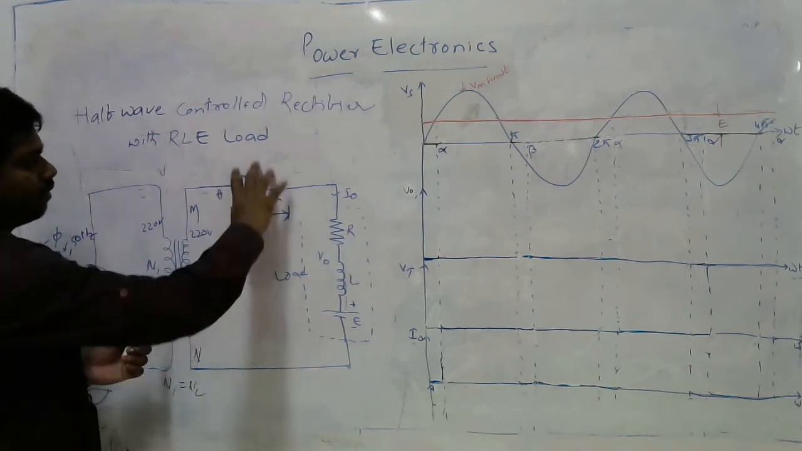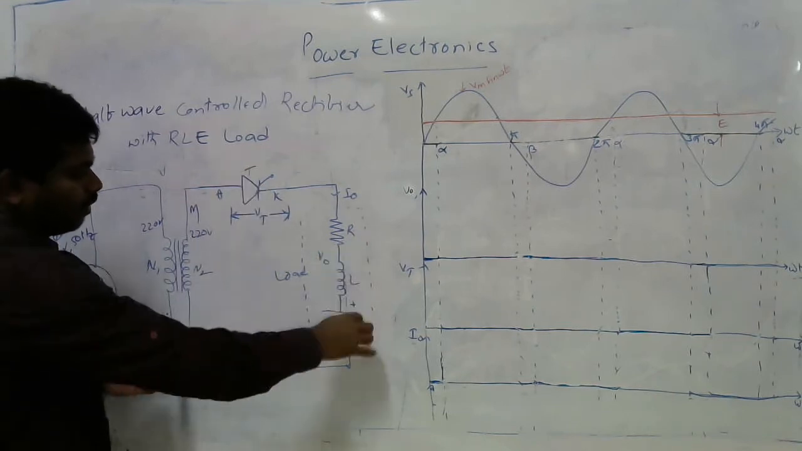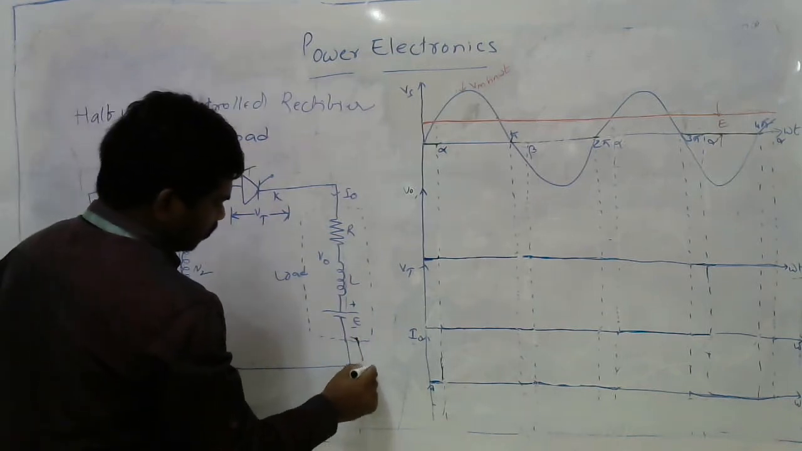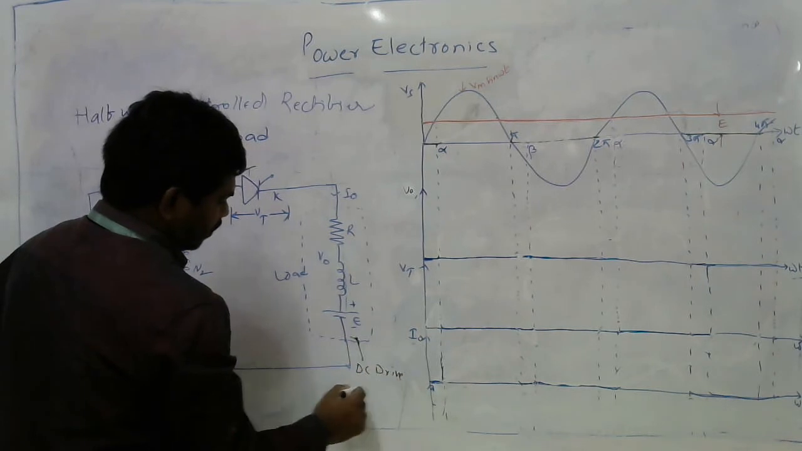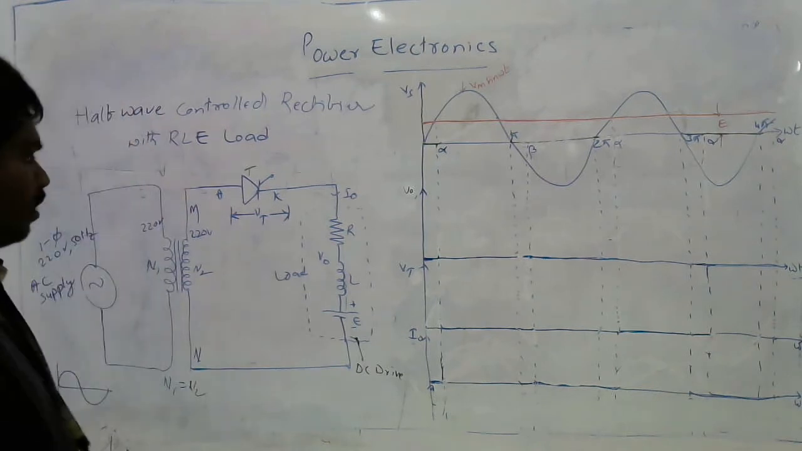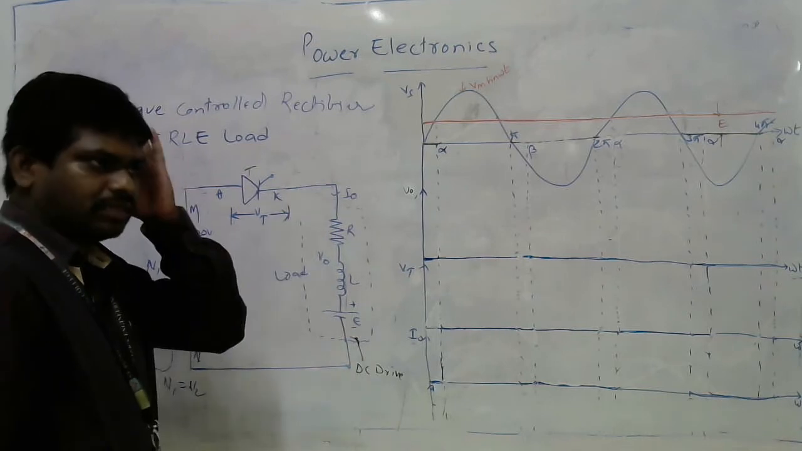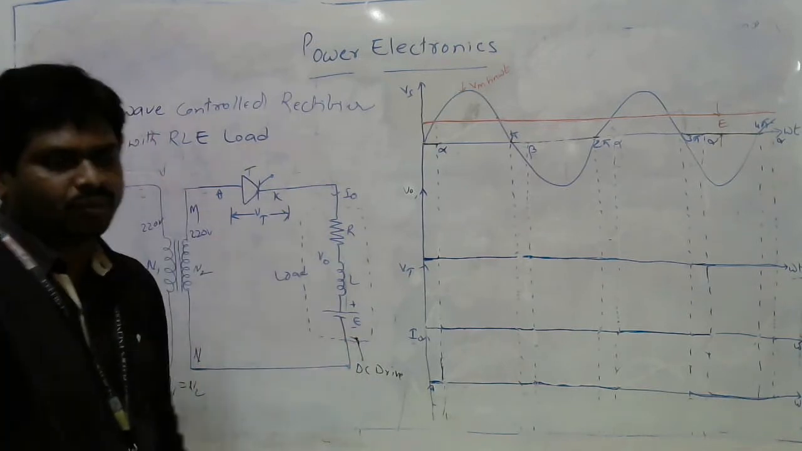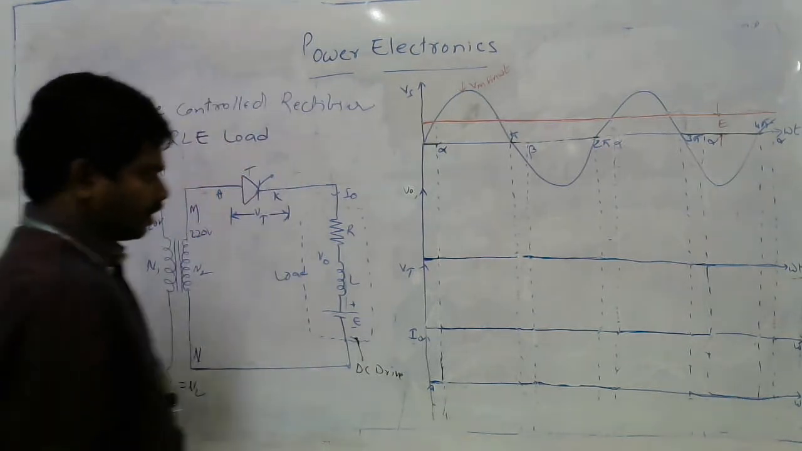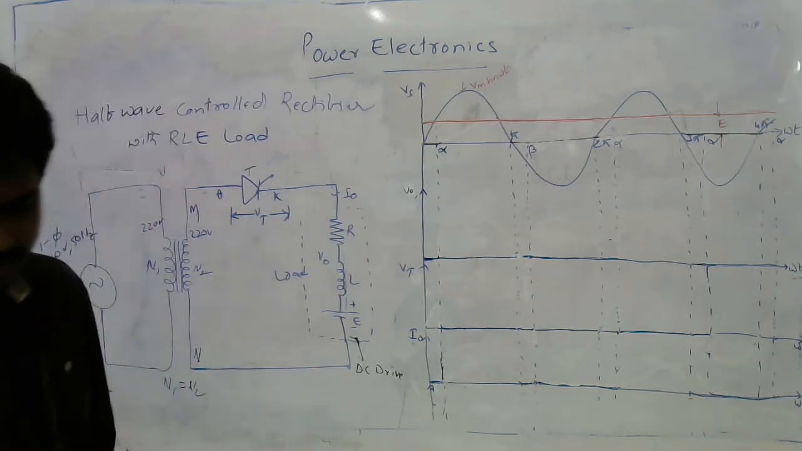This is my thyristor. This is my load, the RLE load, which is nothing but a DC drive, or a DC motor. In a DC motor we can see all three parameters: R, L and the back EMF, E_b. When a DC motor is connected to this circuit, what is the operation, how do the waveforms look, and what are the expressions? We will see that in this video.